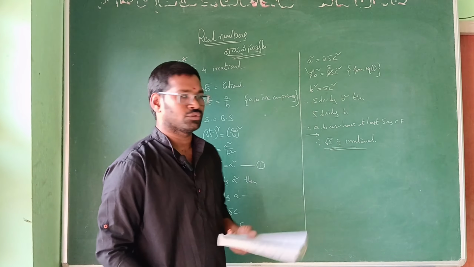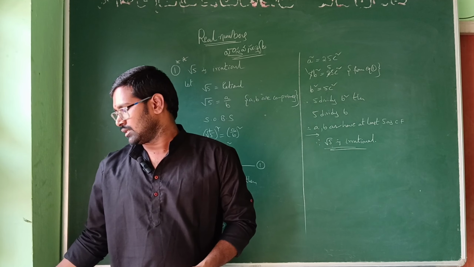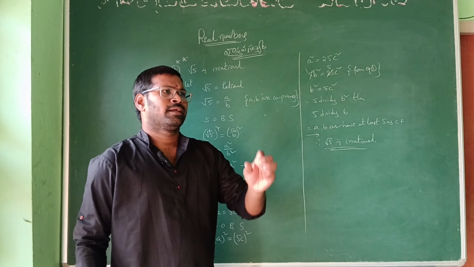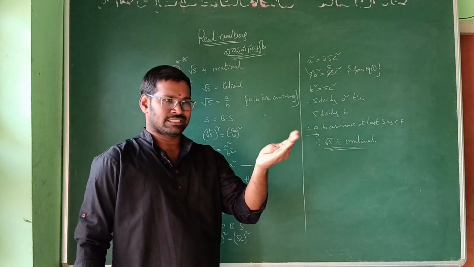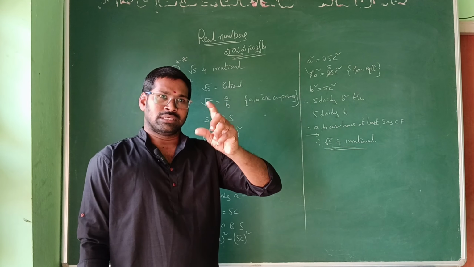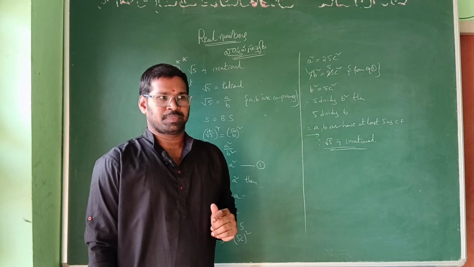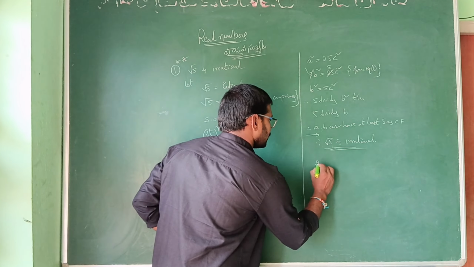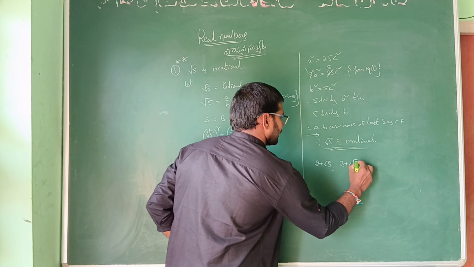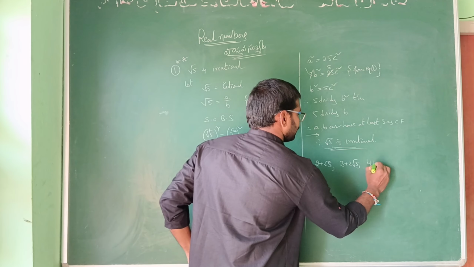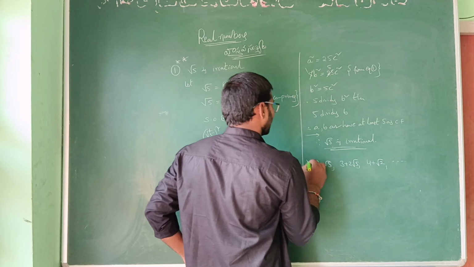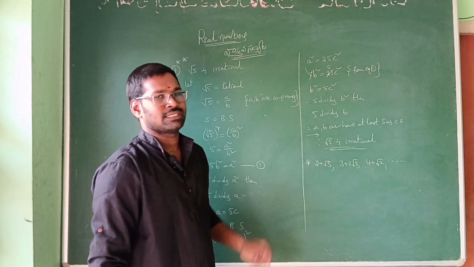This is the most important question in irrational numbers. If you add an irrational and a rational, you get an irrational number only. If you multiply an irrational with a rational, you get an irrational number only. Same like that, 2 plus root 5, 3 plus 2 root 5, and 4 plus root 2 are all irrational numbers.